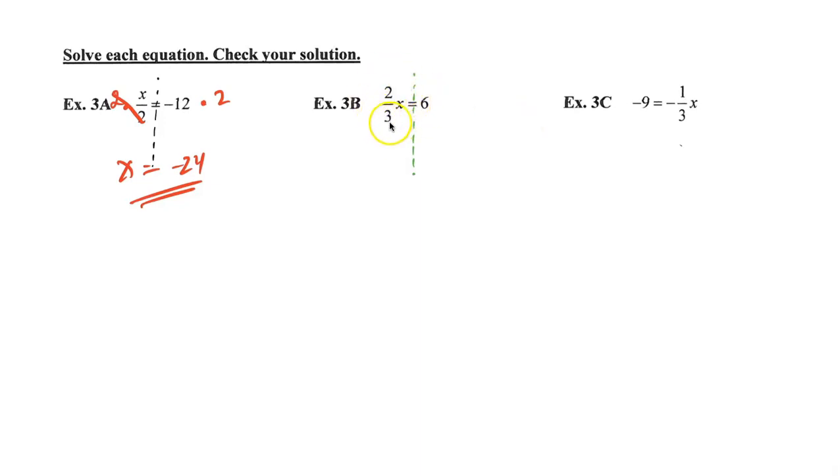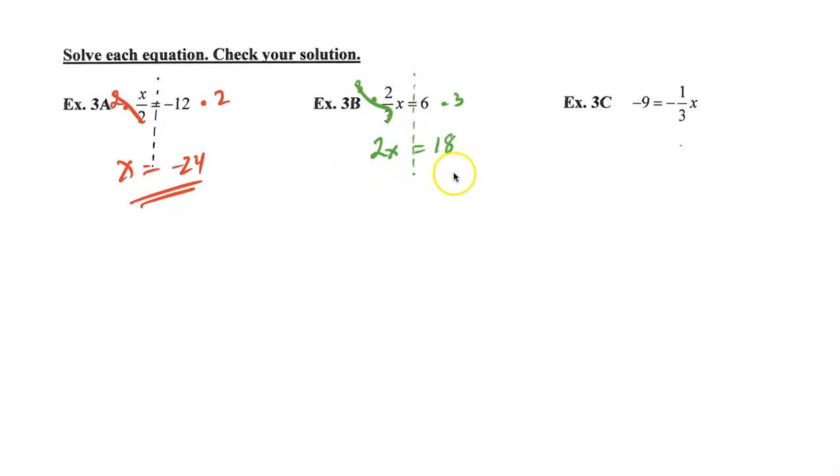First, let's get rid of the 3 on the bottom. Since it's being divided by 3, we're going to do the opposite. We're going to multiply by 3. Multiply this side by 3, multiply this side by 3. Those will cancel out, and you get 2x equals 18.